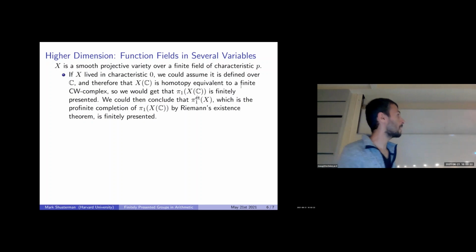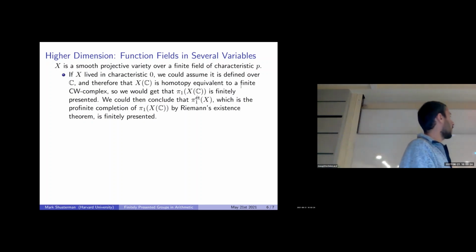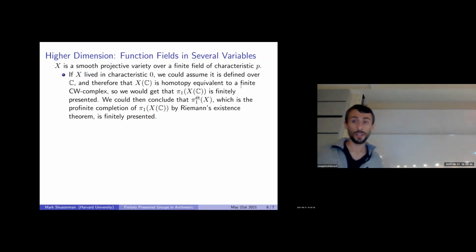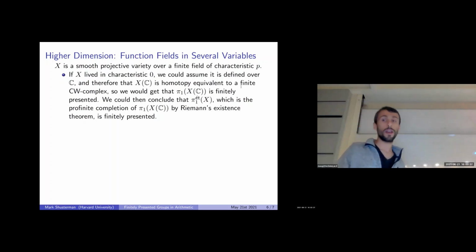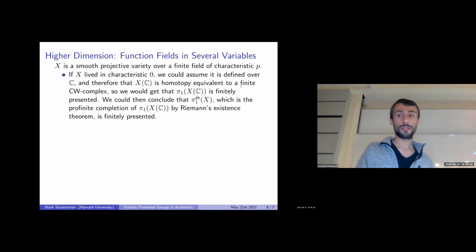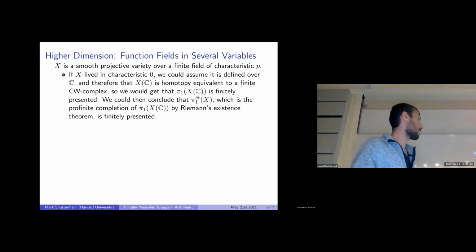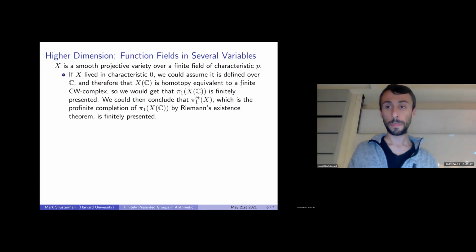I'm giving this argument in detail in order to say that I can't use anything like this in characteristic p, because I don't quite have this notion of homotopy, and I can't quite look at the topological space, and I don't have anything exactly like this in characteristic p. So something different is needed.